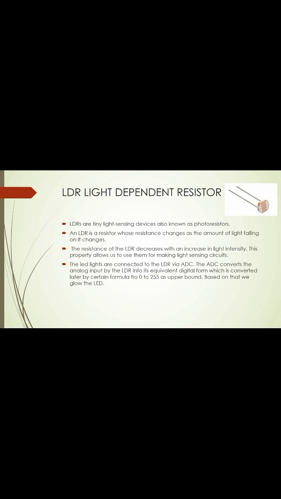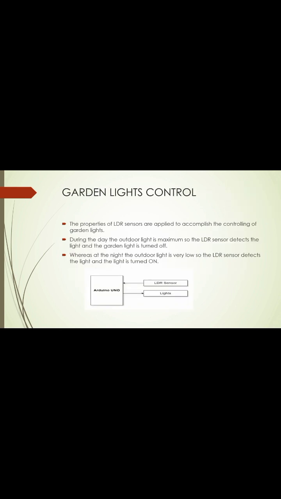The LED lights are connected to the LDR via ADC, analog to digital converter. The analog to digital converter converts the analog input by the LDR into its equivalent digital form, which is converted later by a certain formula, and it forms a range from 0 to 255 as an upper bound. Based on that, we glow the LED.